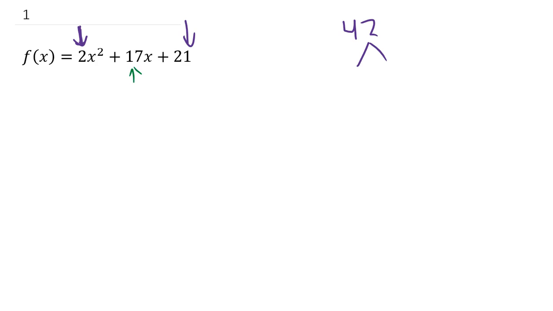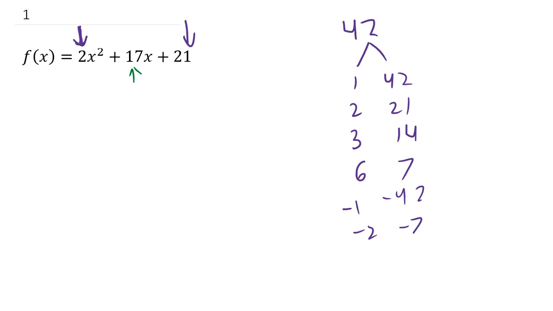So factors of 42 are 1, 42, 2, 21, 3, 14. I'm going to keep going. 3 and 14 are what I'm looking for, but I could also do 4, 5, 6, and 7. Or I could do negatives of any of these. Negative 1, negative 42, negative 2, negative 21, dot, dot, dot. In this case, the ones that make 17 are 3 and 14.